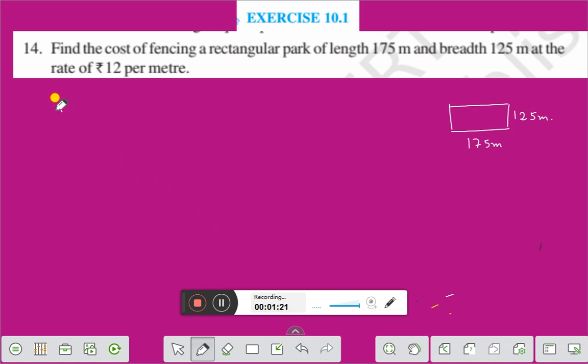Therefore, we are finding the perimeter of the rectangular park.